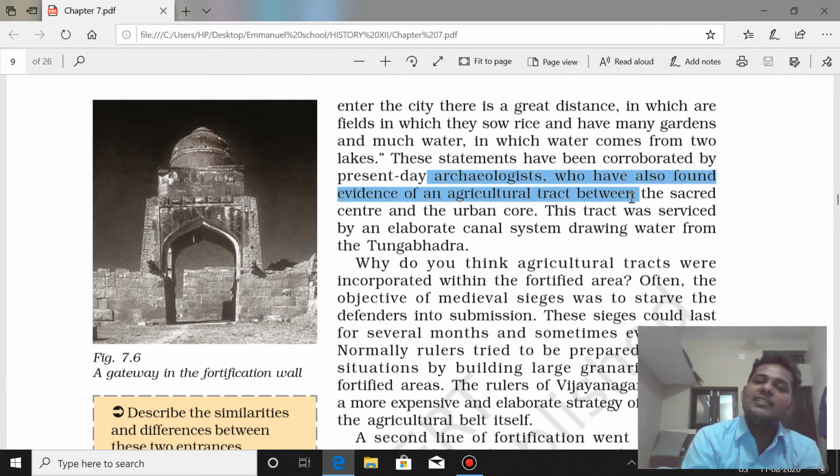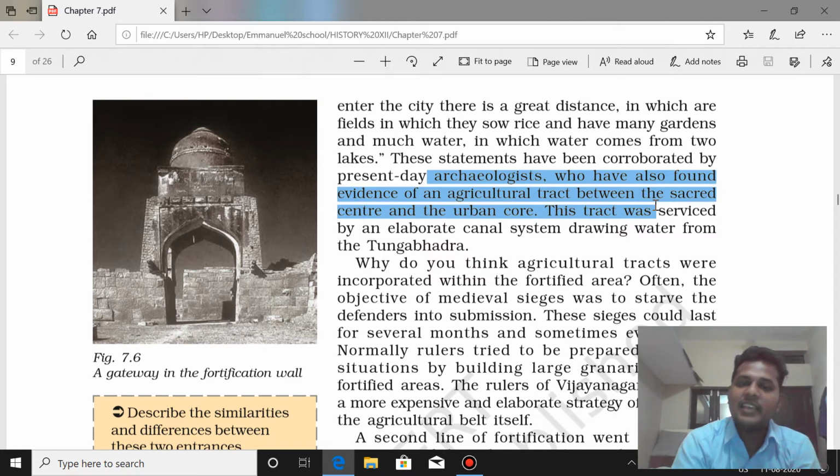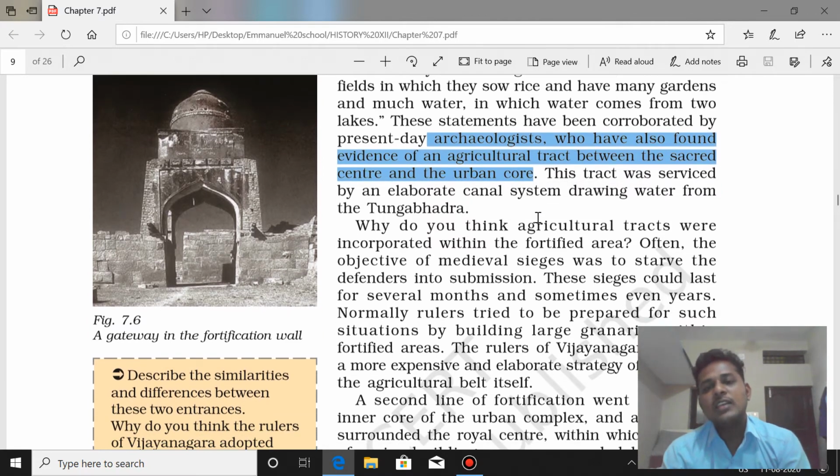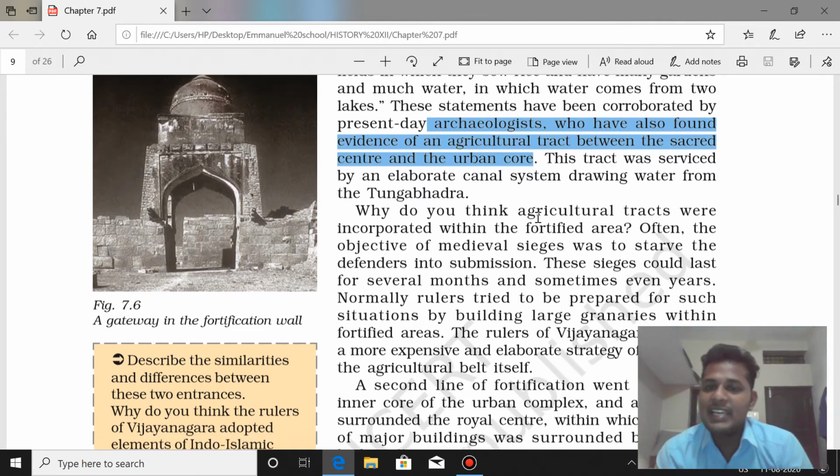एग्रीकल्चर फील्ड थे बिटवीन द सेक्रेड सेंटर अर्बन कोर के बीच में. They were able to see the agricultural field. The tract was serviced by the elaborate canal system. It was helped by the canal system drawing water from Tungabhadra river. We studied about this Hiriya canal bringing water from Tungabhadra river into the sacred center and royal center. We studied in the previous lecture.